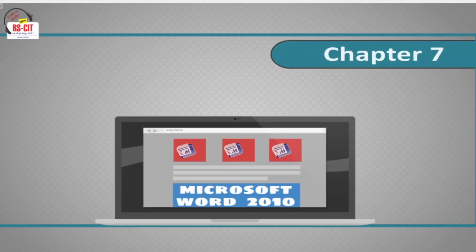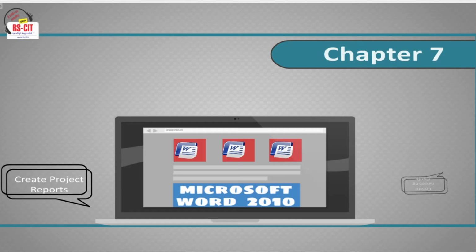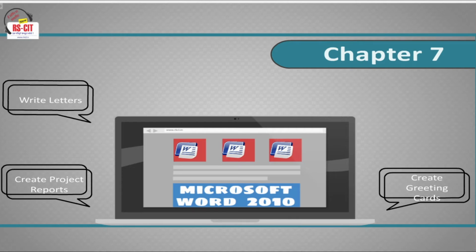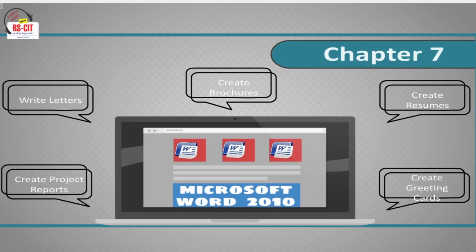Microsoft Word is word processing software which comes as a part of Microsoft Office 2010 suite. It is basically application software developed by Microsoft. In short, it is popularly known as MS Word.